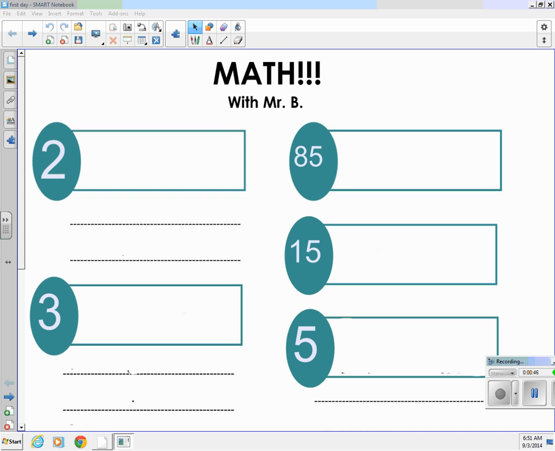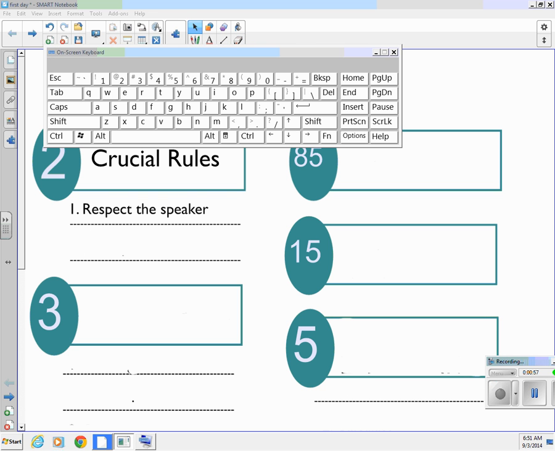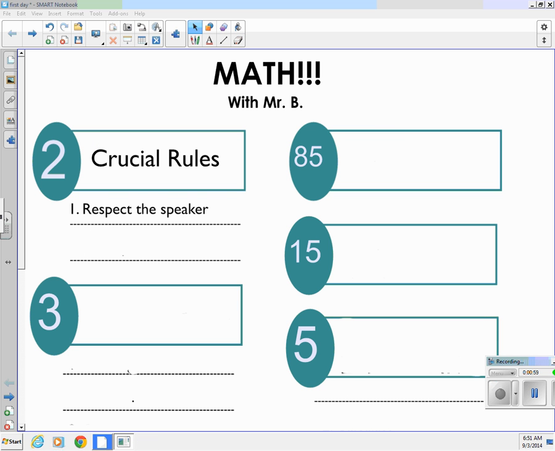I have two rules, okay? These are my crucial rules for our class. The first one is to respect the speaker, okay? You have to respect whoever's speaking, because we have to have that sort of order. And I think that respecting the speaker means so many things.